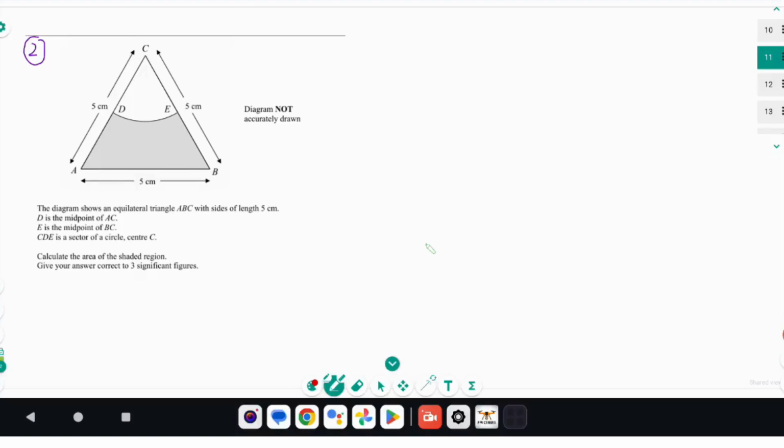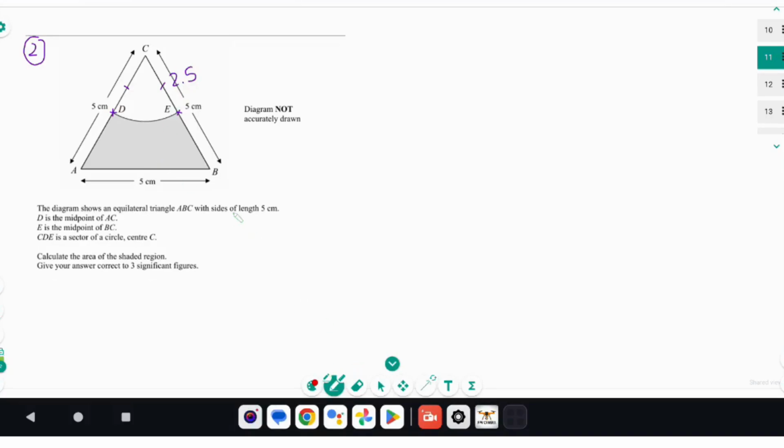The diagram shows an equilateral triangle with sides of length 5. D is the midpoint of AC. E is the midpoint of CB. So that length there is 2.5, so is that one. CDE is a sector of a circle centre C. Calculate the area of the shaded region.